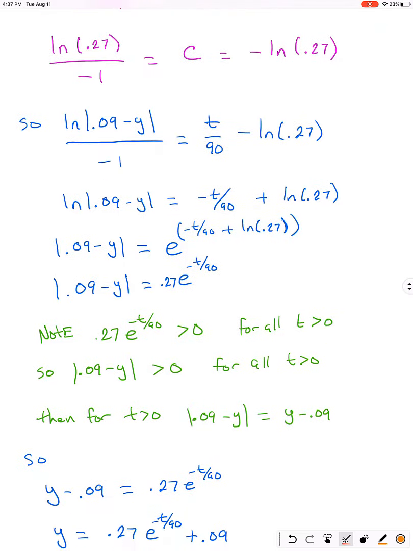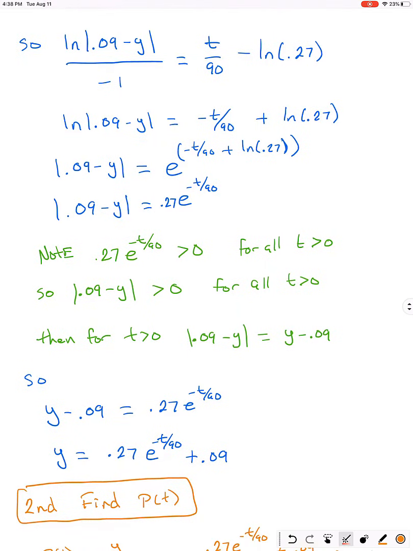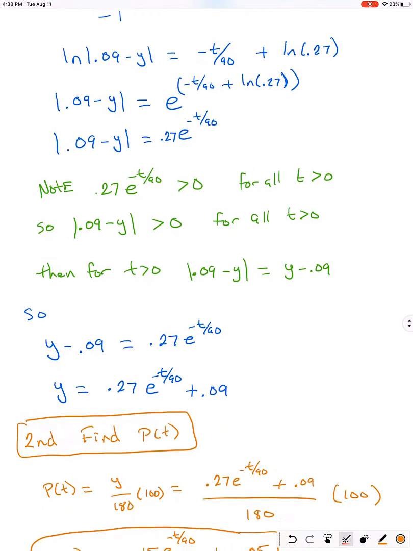So then I just solved for basically y. And what I did was take exponential e to both sides. And so I have the absolute value of 0.09 minus y on the left, and I have e to the negative t over 90 plus the natural log of 0.27 on the right. By the way, I multiplied everything by -1. That's why this changed to a negative. This changed to a positive. And then I simplify and I get the absolute value of 0.09 minus y is equal to 0.27 times e to the negative t over 90.